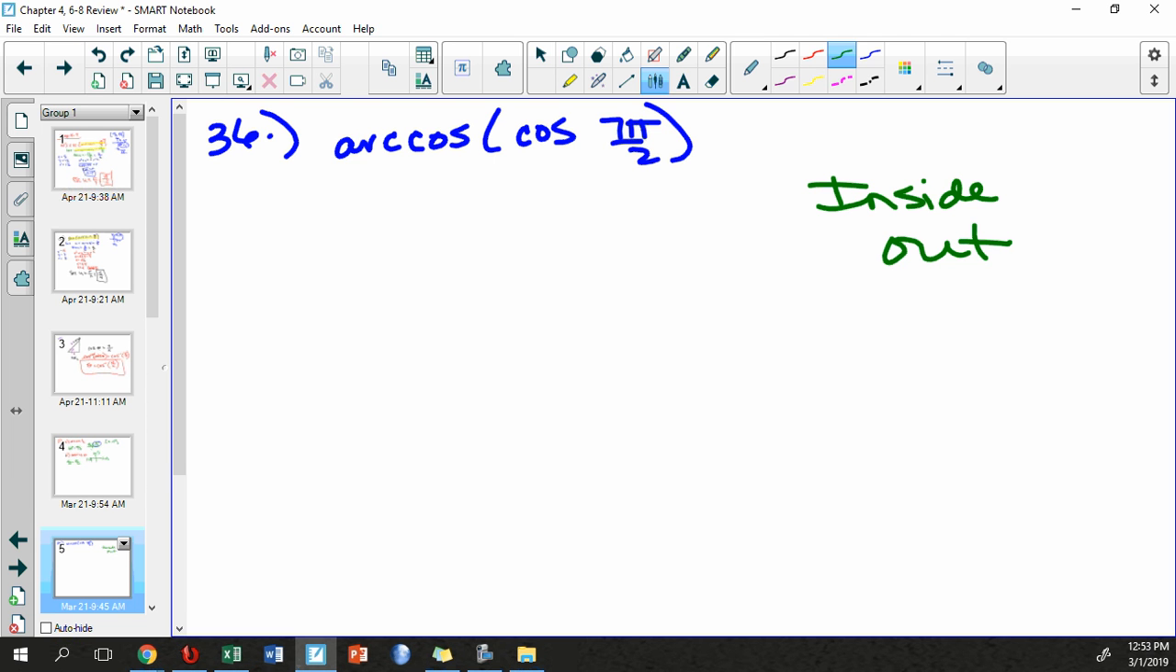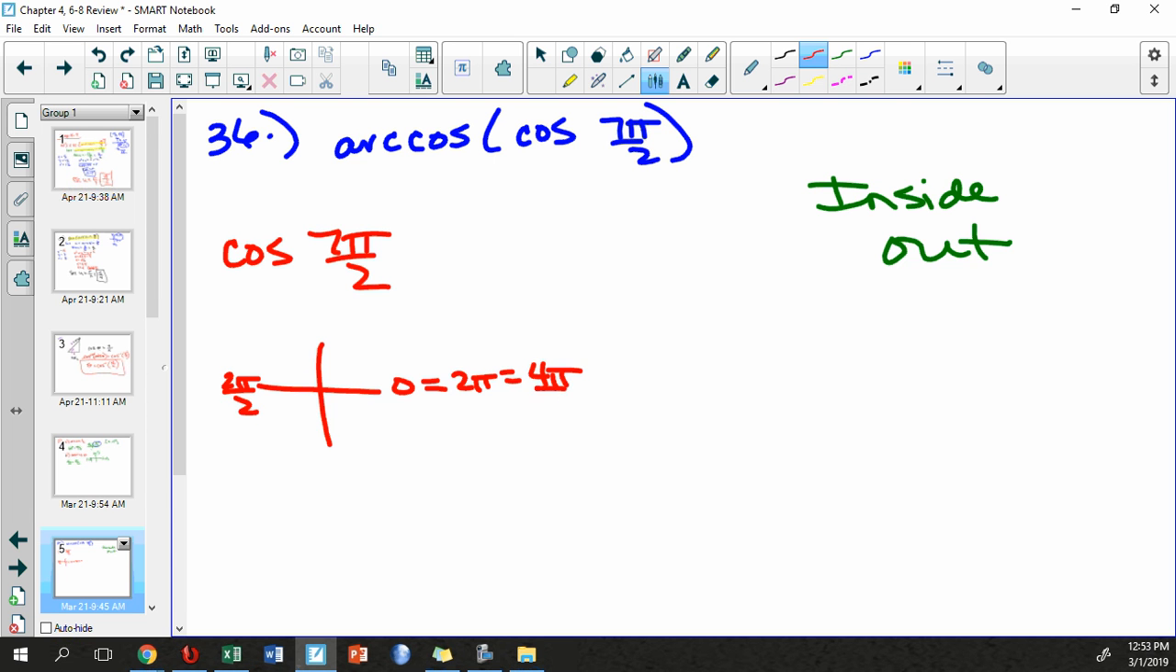So if I'm working from the inside out, that means that I need to calculate the cosine of 7 pi over 2. Well, where is the cosine of 7 pi over 2? Where's 7 pi over 2 located? Well, that's a really easy concept. Here's 0. Here's going to be 2 pi over 2. Here's going to be 2 pi, which is the same thing as 4 pi over 2. That's going to make this 6 pi over 2. So where's 7 pi over 2?